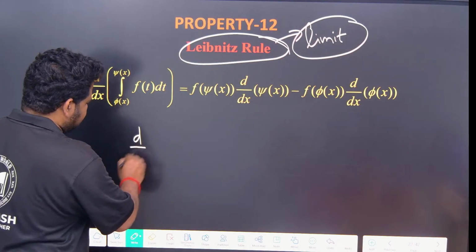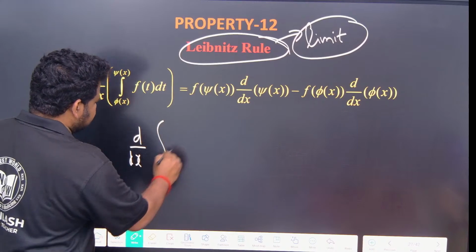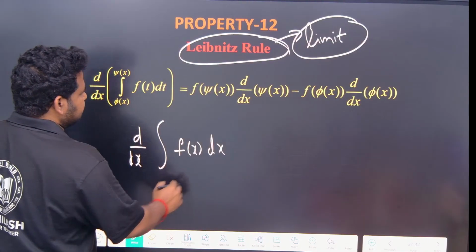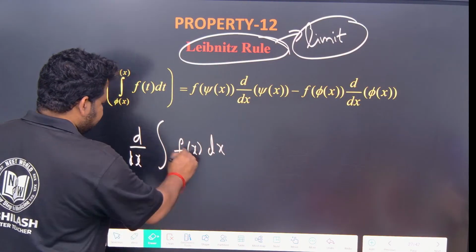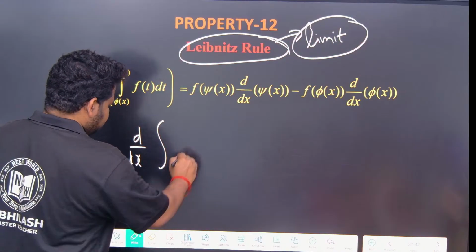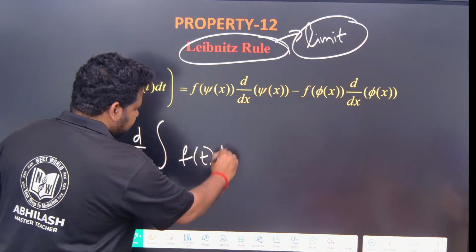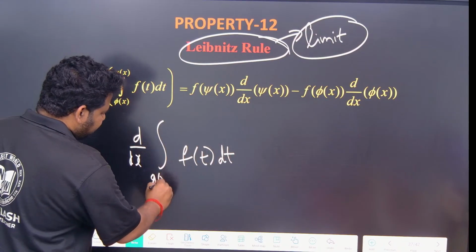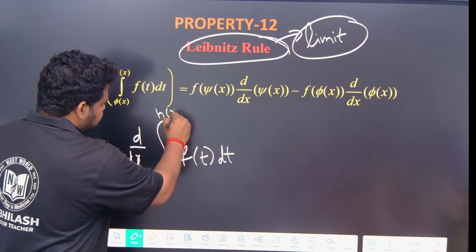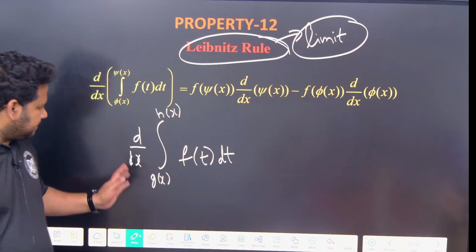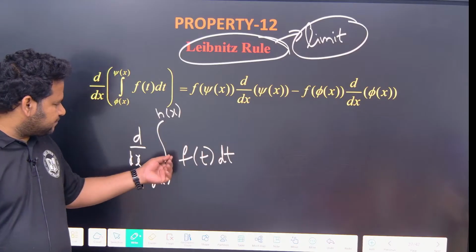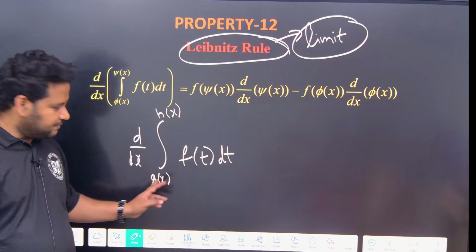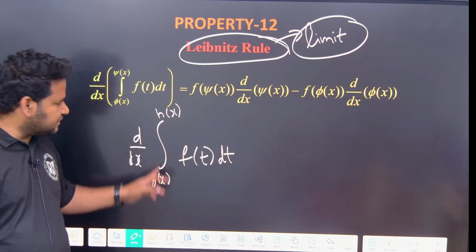So d by dx of the integral of f of t dt is there. Here let the lower limit be g of x and the upper limit be h of x. These are also functions. So we are having d by dx of the integral of f of t dt, but here we are having the limits as g of x and h of x.